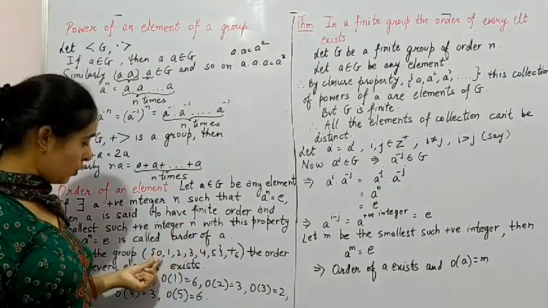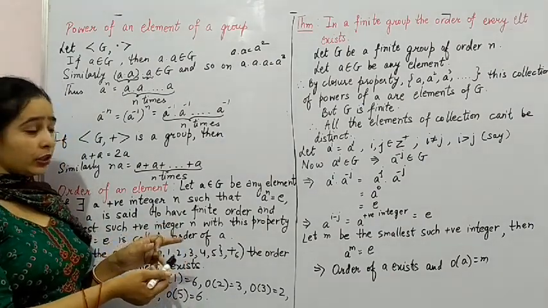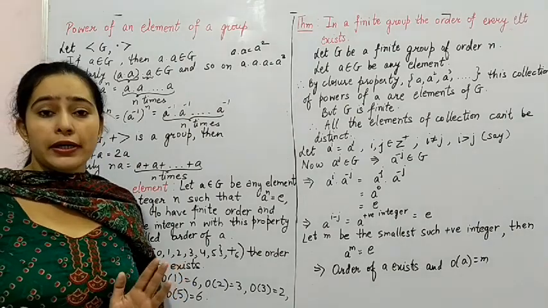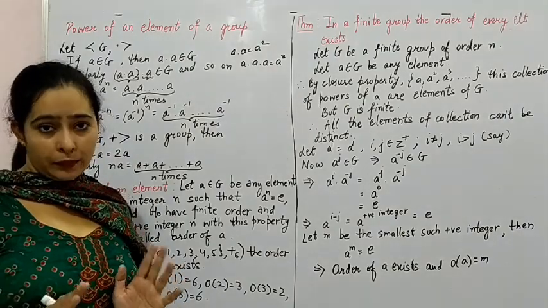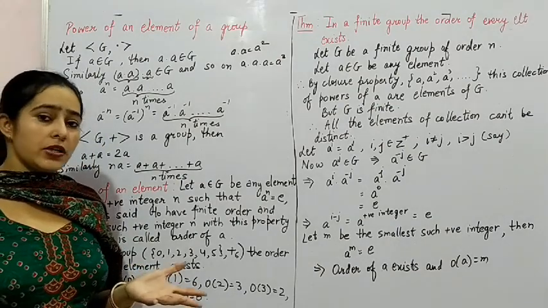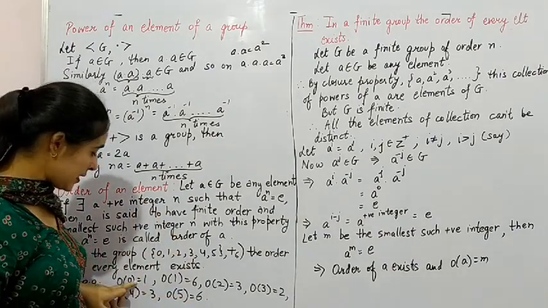Let's start with 0. How many times do I have to add 0? Why am I adding 0 to check the order? Because here the operation is addition, so we don't have to multiply the elements, we have to add them. So how many times do I have to add 0? There is no need to add 0 plus 0 plus 0, 0 is 0. That means the order is 1.